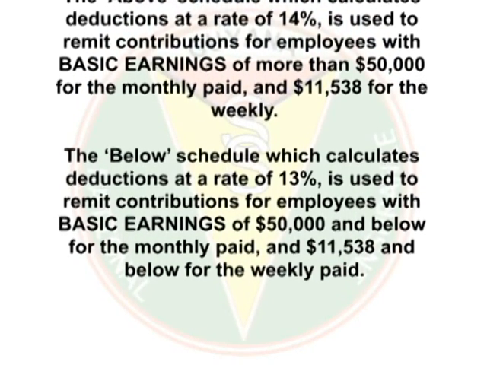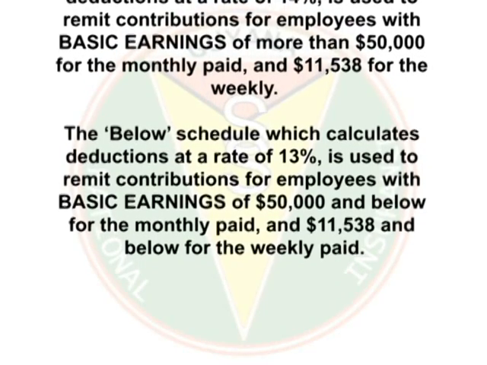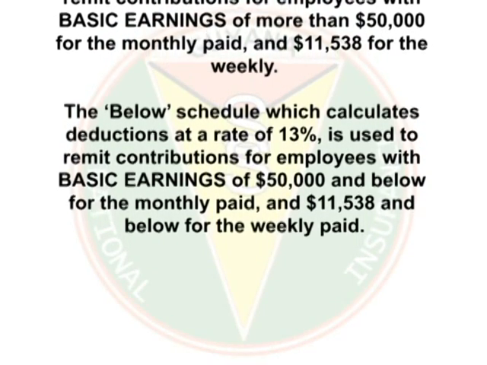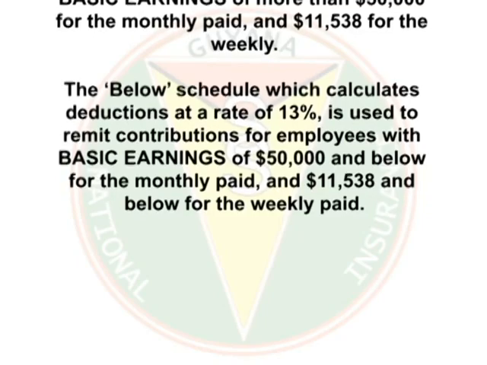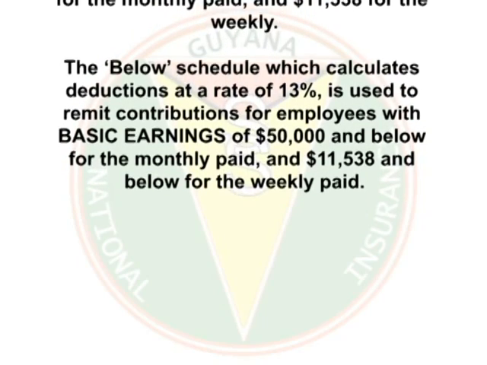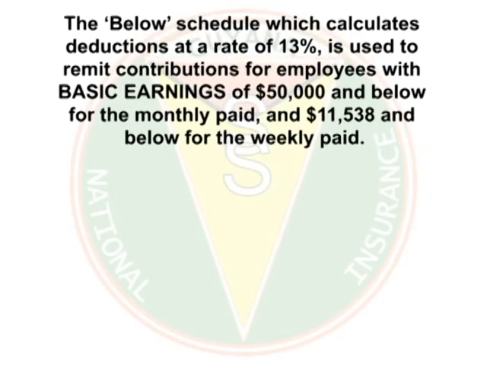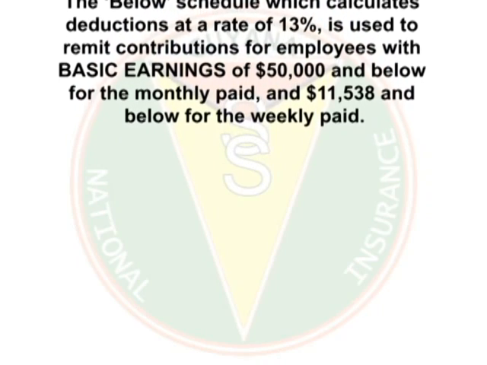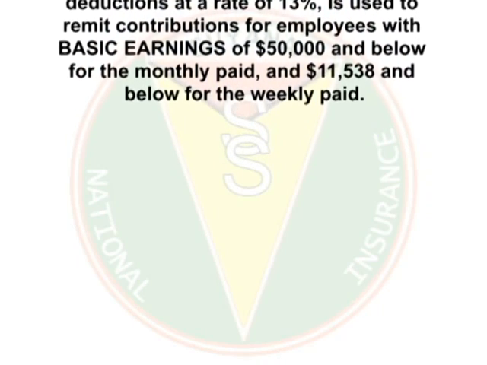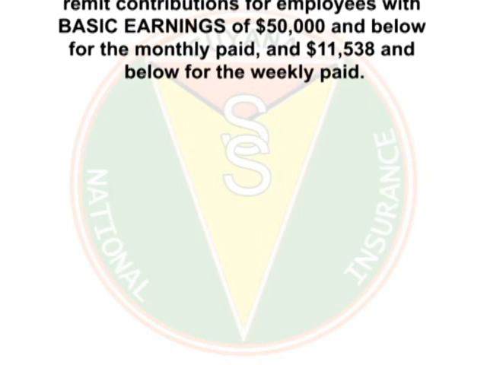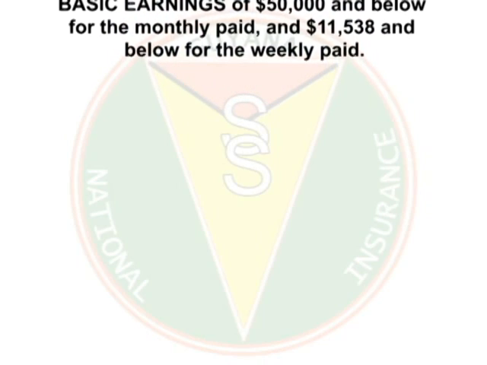$11,538 for the weekly. The below schedule, which calculates deductions at a rate of 13%, is used to remit contributions for employees with basic earnings of $50,000 and below for the monthly paid, and $11,538 and below for the weekly paid.